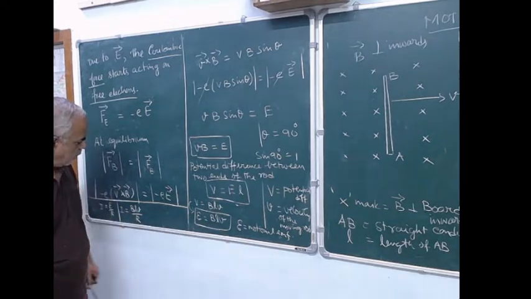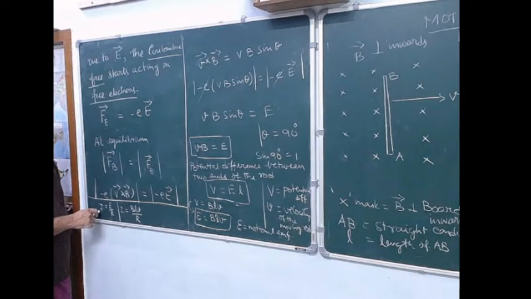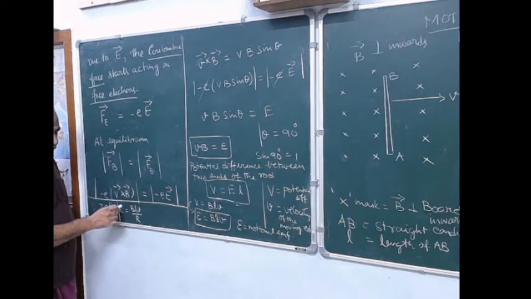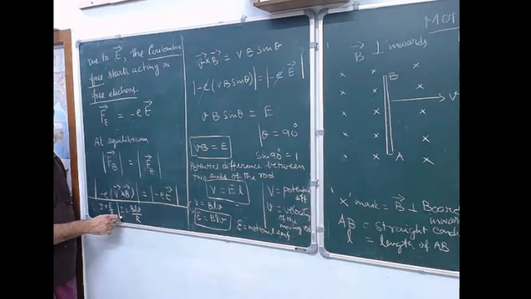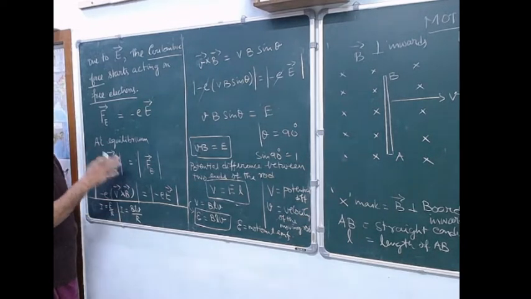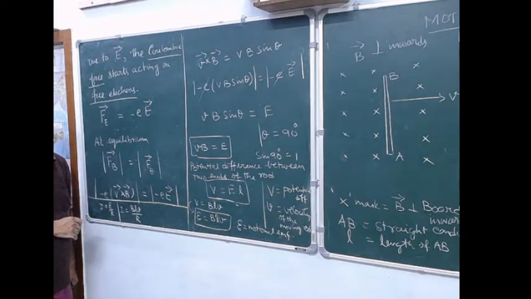Now according to Ohm's law, E is equal to IR, so I is equal to E by R. We can get I from this equation by knowing B, L, v and R. And it works out perfectly with Fleming's right hand rule. Is it clear? Any doubt?